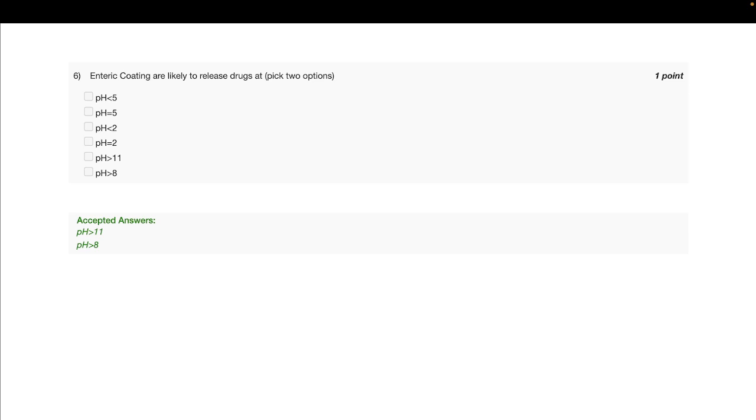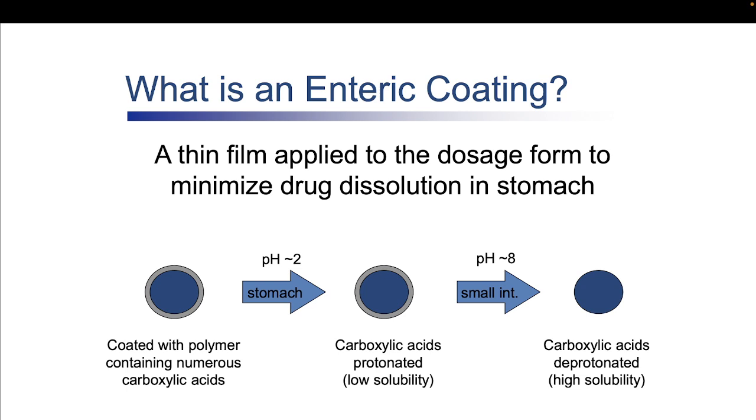So let's look at what enteric coatings are. This is basically a thin film of a polymer or any other material that is used over the solid dosage form of a drug. For example, let's say this is your drug molecule and then you have coated it with a polymer. Now you choose the polymer in such a way that it has a lot of carboxylic acids.